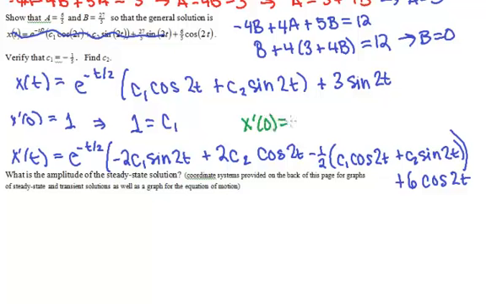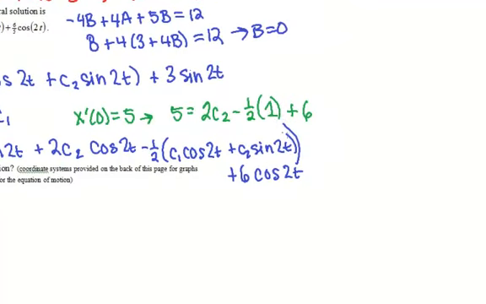X prime of 0 equals 5 gives us 5 equals, so e to the 0 is just 1. So negative 2 times c1 times sine of 0. So that's just gone. Plus 2c2 times cosine 0. So I get 2c2 minus 1/2 times c1 cosine 0. Well, cosine of 0 is just 1. And c1 is 1. Plus c2 sine of 0 is 0. And then plus 6.